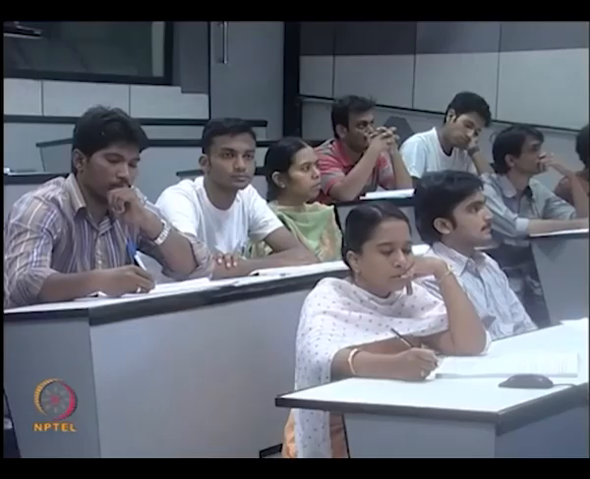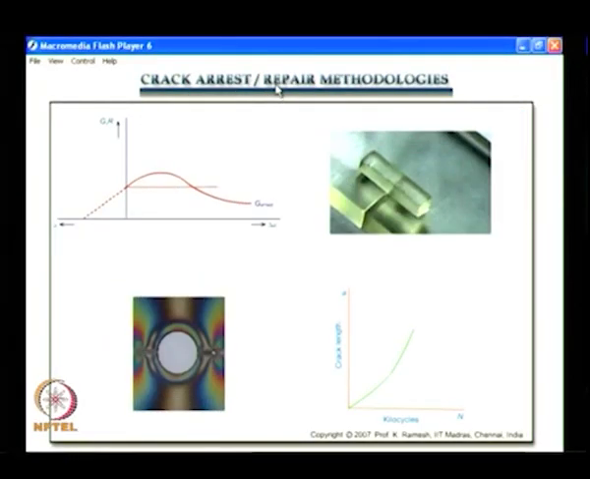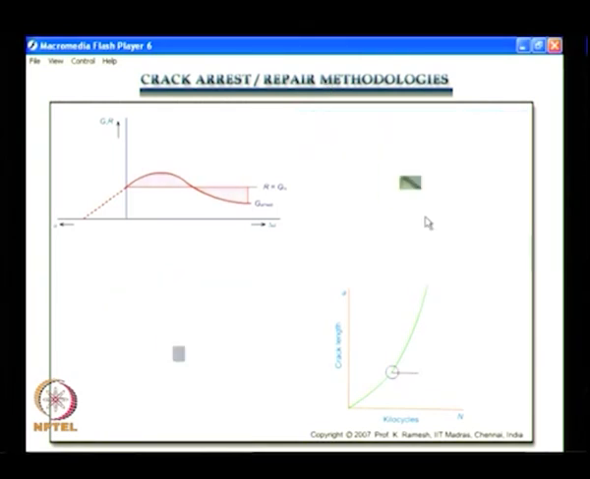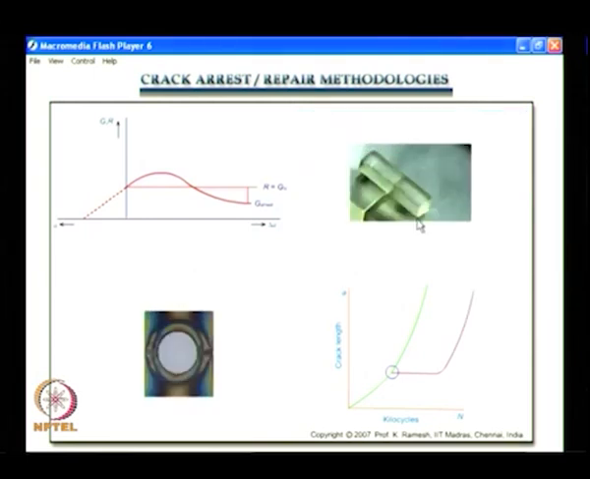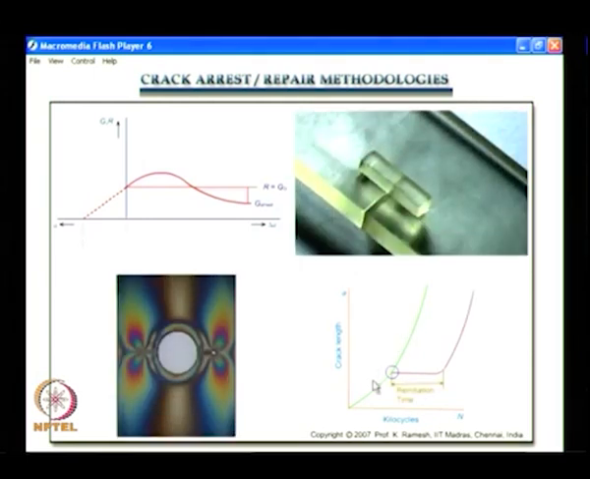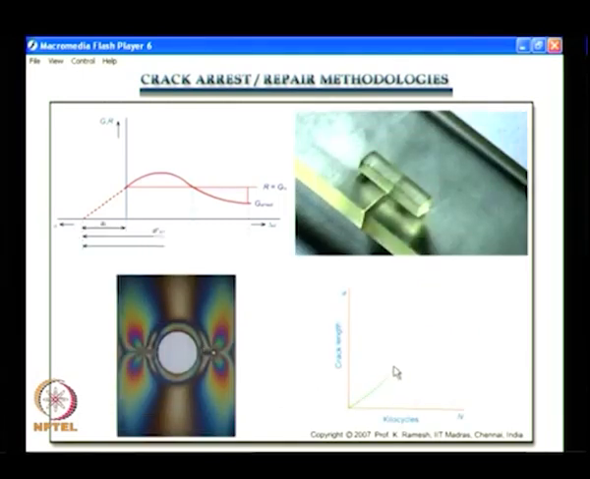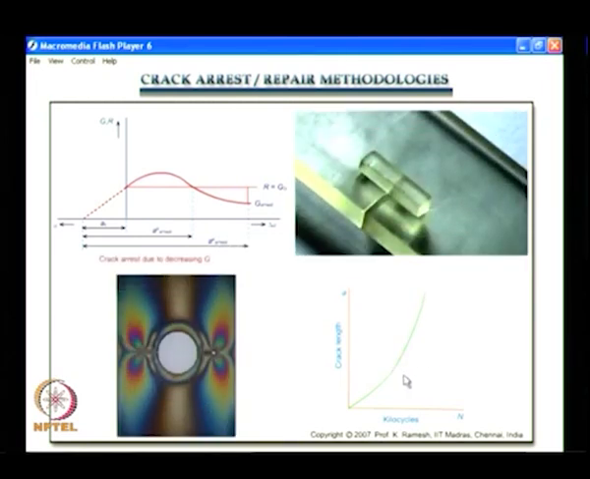And finally, you need to have methodologies for crack arrest as well as how to repair. This shows a patch, and you find I have a crack and the patch is put perpendicular to that; there is a reason for it. And this shows another concept: by suitable methodologies you are in a position to delay the crack reinitiation. This is what you want to do.